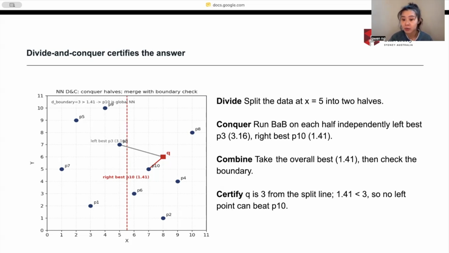Then we certify it with a boundary check. The query sits 3 units away from the dividing line, and our best distance is only 1.41. Since 1.41 is less than 3, nothing on the other side of the line could possibly be closer. So P10 is confirmed as the global nearest neighbor.